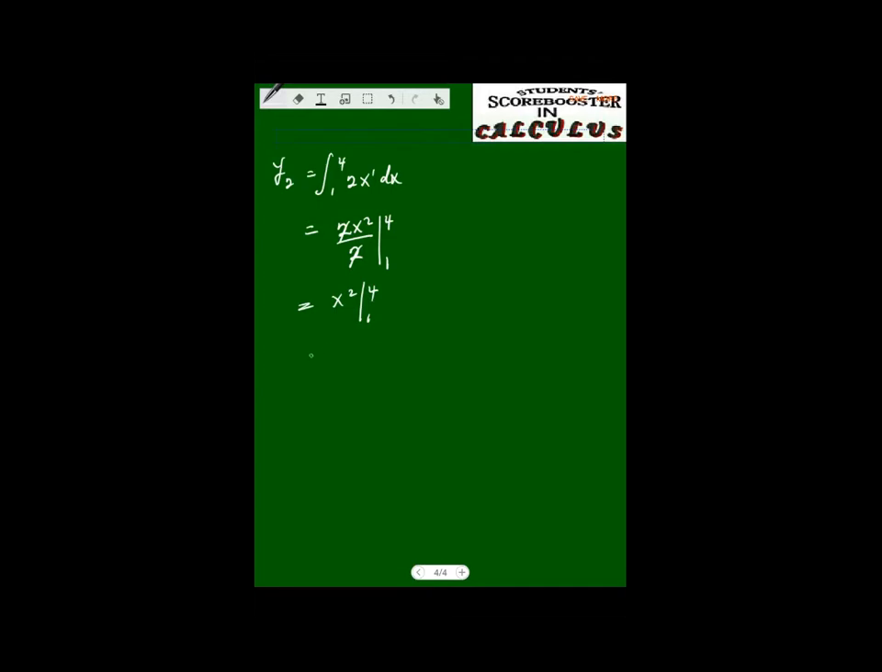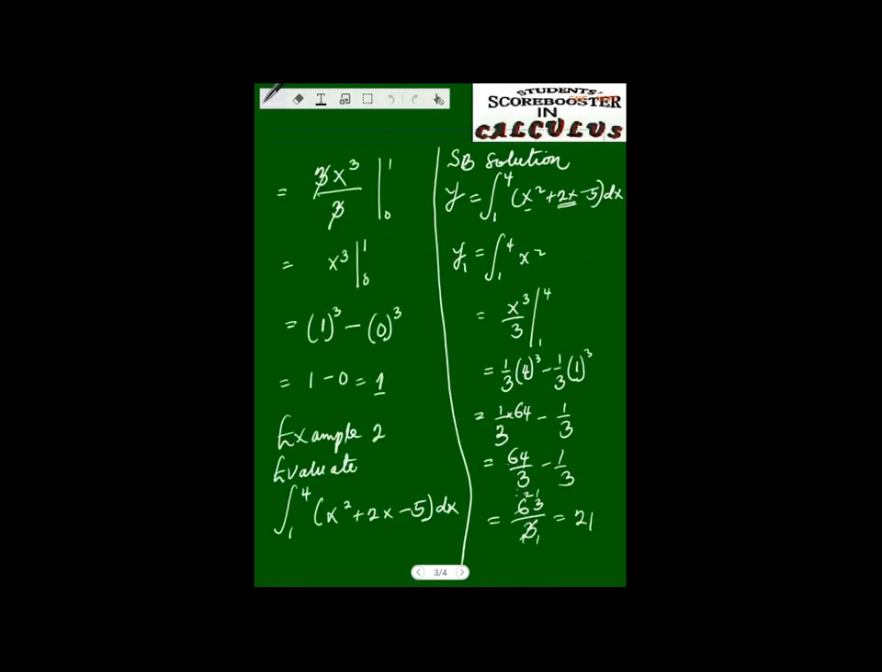So what will happen is that I'm going to have 4 squared minus 1 squared. 4 squared is 16 minus 1 squared, and this will be 15. Now I've done this, so I'm left with this now.